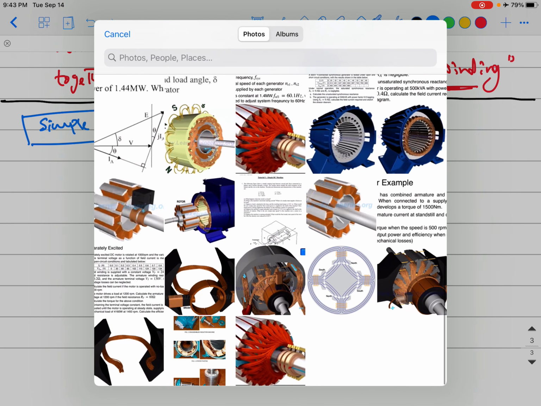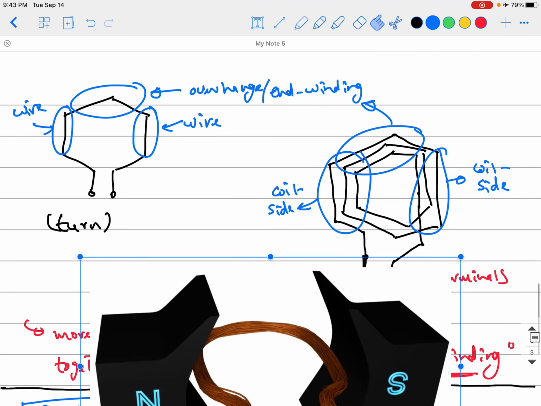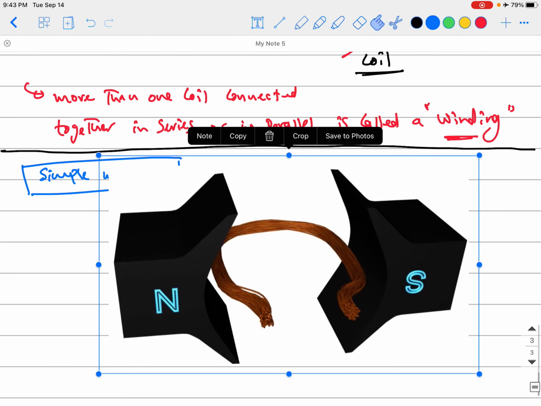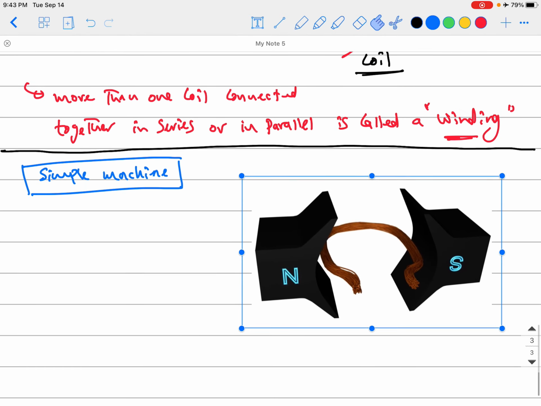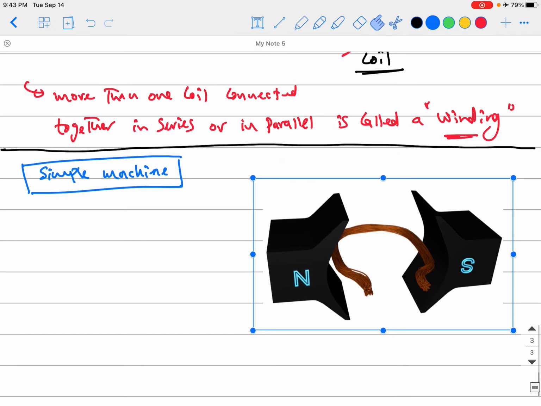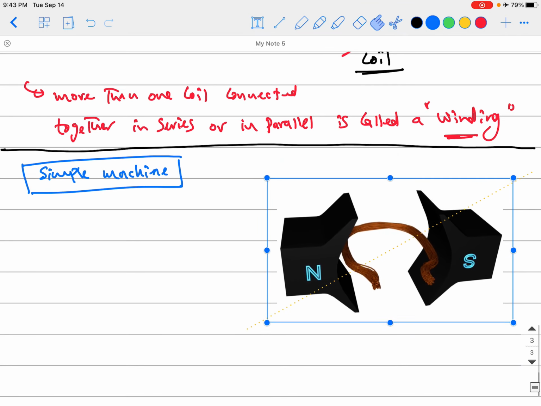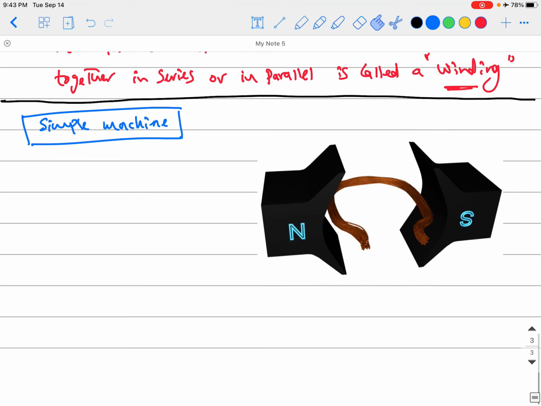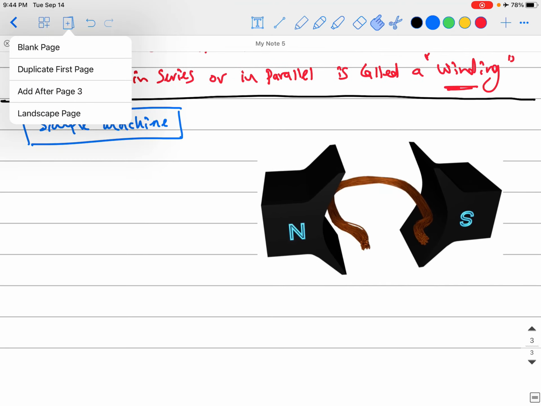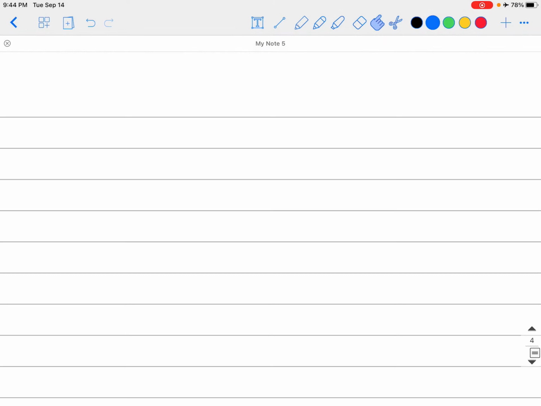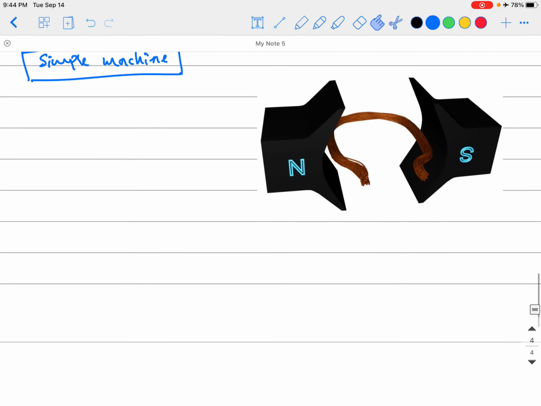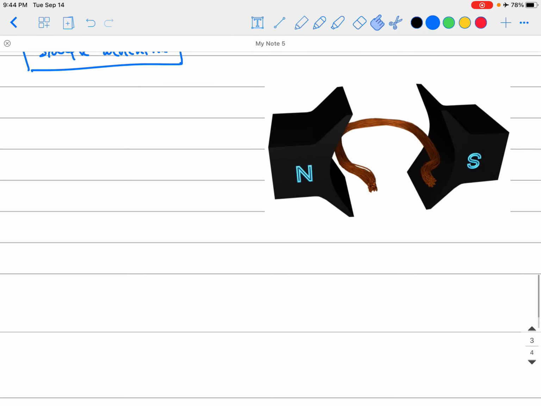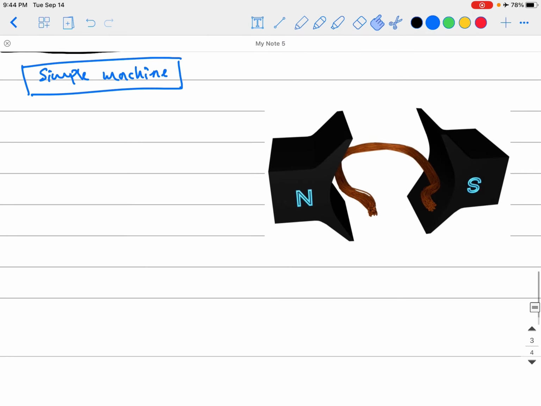Just trying to be as realistic as I can. This photo is taken from a YouTube video from a website called learningengineering.com. You can actually search for this video, it's a very good one, but we will just go step by step here. Okay, so that is a very simple shape you can find of a machine.